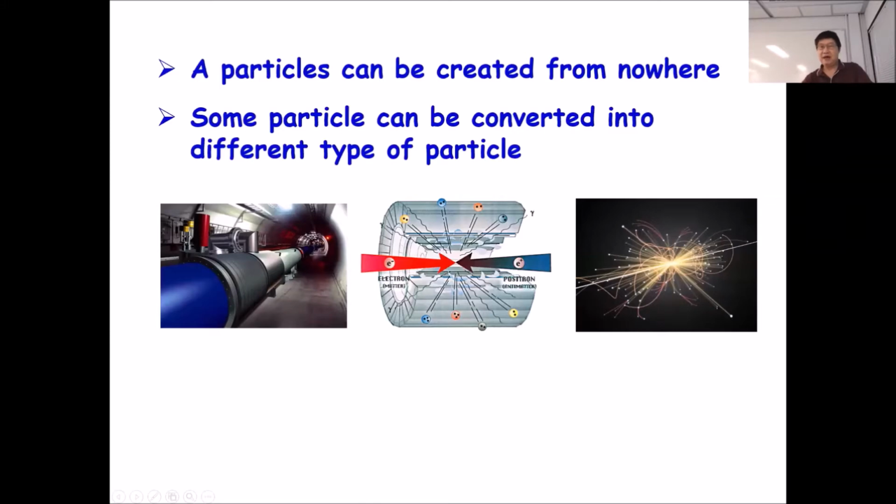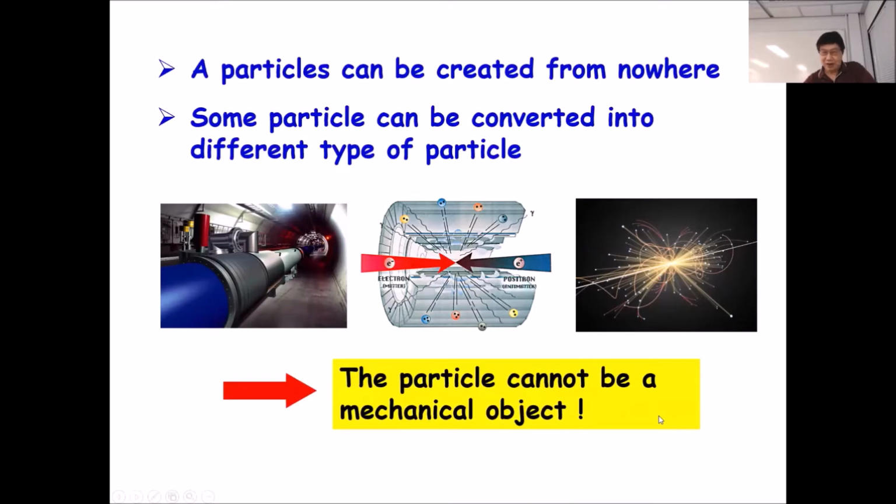First, they found a particle can be created from nowhere. You collide, say, two electrons together, and suddenly you get other particles, like maybe a tau particle, or a different kind, a kaon, and so on. And furthermore, some particles can be converted into different types of particles during their decay process.